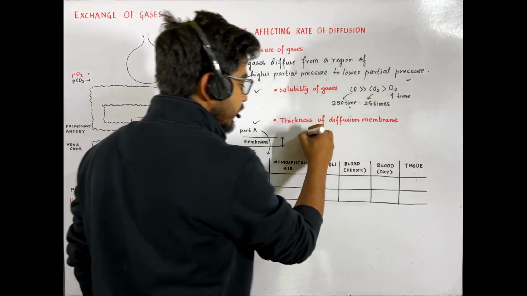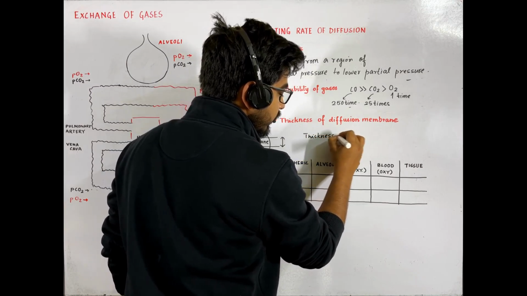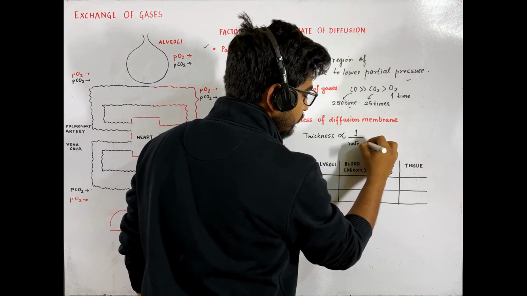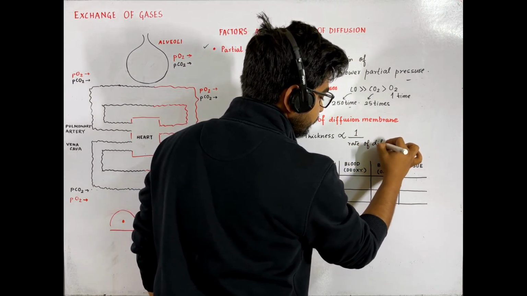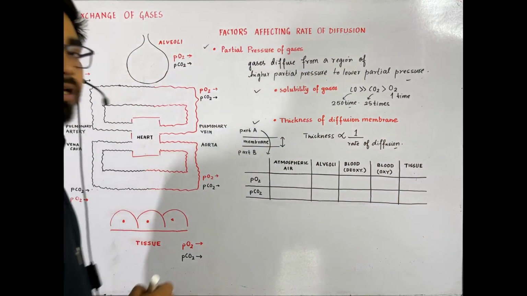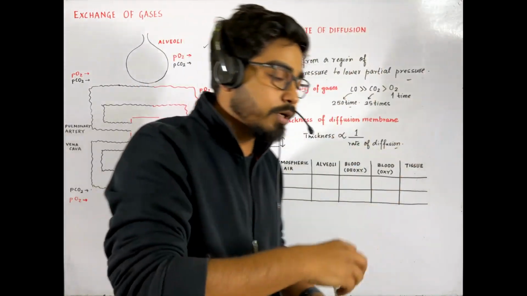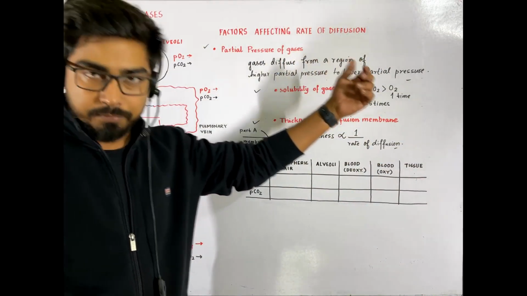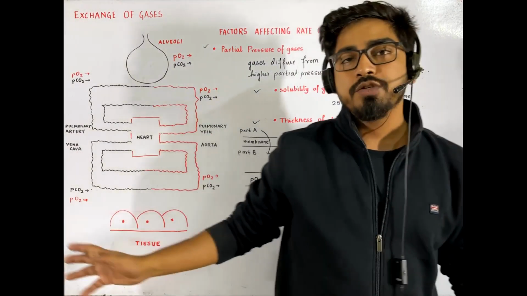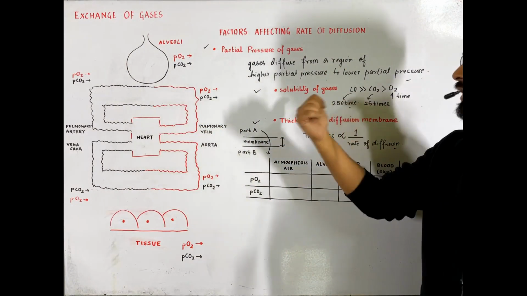Okay, so thickness is actually inversely proportional to rate of diffusion. So these are the three factors that are affecting the rate of diffusion. Okay, now I am coming to the exchange of gas with the help of partial pressure. Now you will see why, with solubility of the gas, you cannot take only one factor.